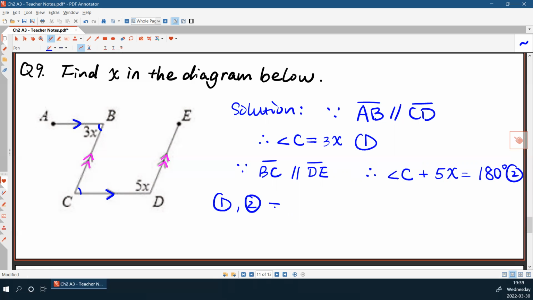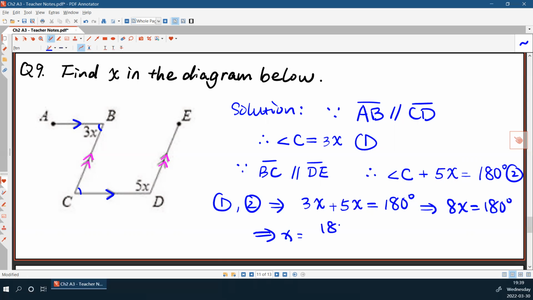From 1 and 2, we can know that actually angle C here is 3x, right? So 3x plus 5x should equal 180 degrees. That means 8x is 180 degrees. Therefore, x is 180 degrees over 8. This can be simplified to 22.5 degrees, right? So the final solution is 22.5 degrees. All right, have a look at this question and let me know if we can proceed.